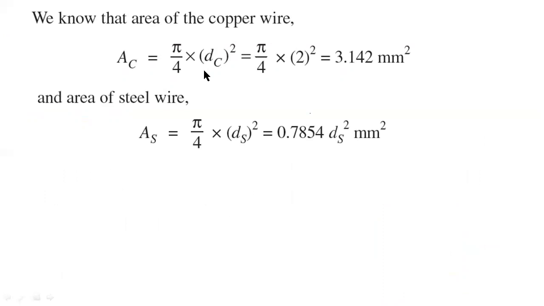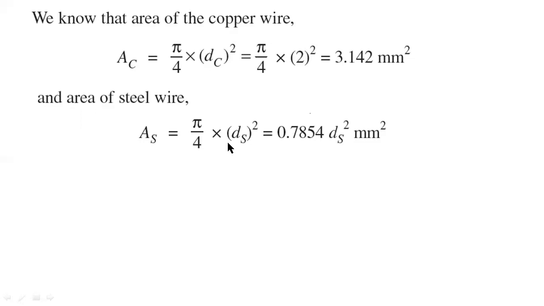Here the diameter of the copper wire is already given in our problem. That's why the area of the copper is equal to 3.142. Both are circular cross sections, therefore π/4 d² is the area. Here dc is the diameter of the copper, and the diameter of the copper wire is equal to 2 mm. So the area of the copper is equal to 3.142 mm². Here the diameter is in mm, so the area of the copper is also in mm².